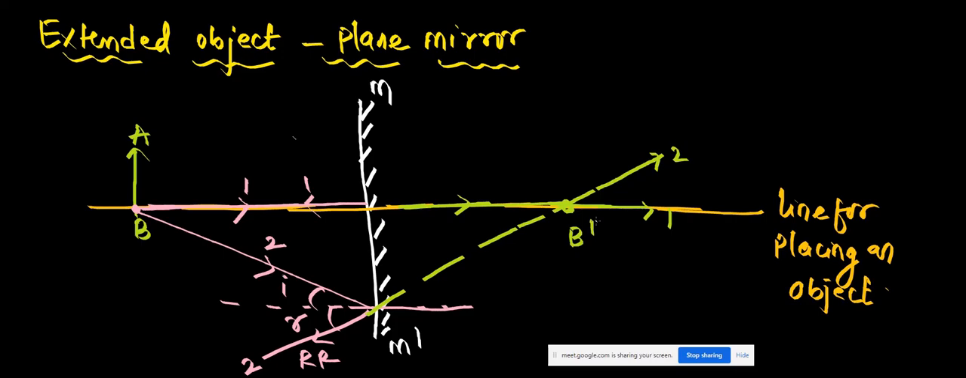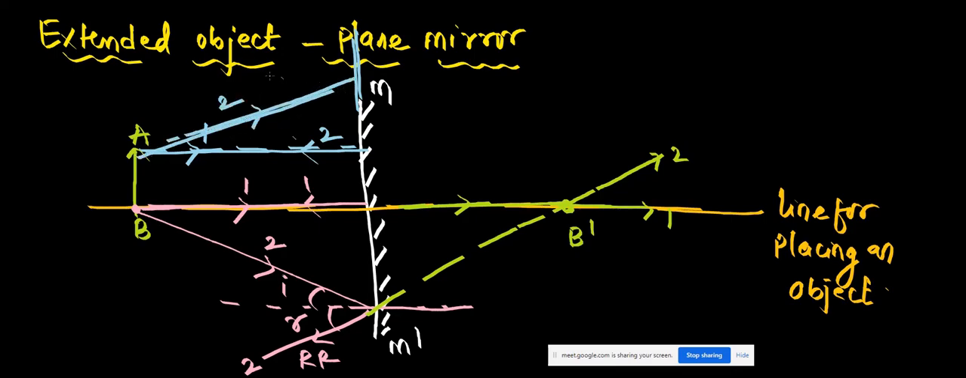Now we should know where the top of the object is also. We follow the same procedure. From the top, you take one ray. This is your first incident ray. The reflected ray is also in the same direction. Now take another ray at some other angle. Here I just extend the mirror. This is my second incident ray. This is the point of incidence O, angle of incidence i. It will reflect, and this is the angle of reflection r.